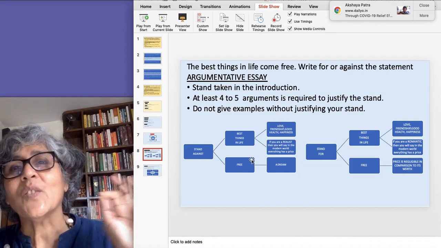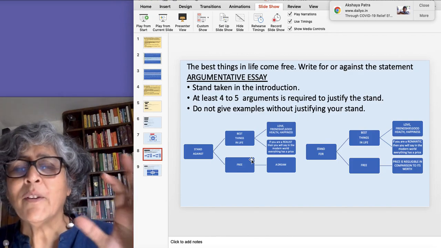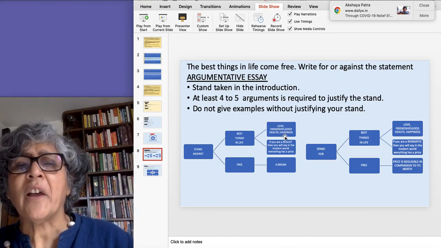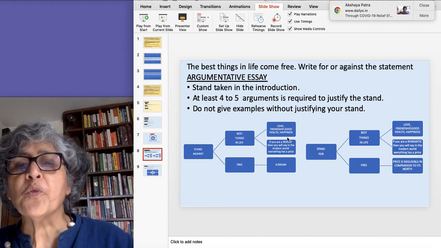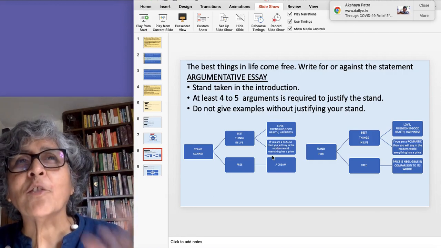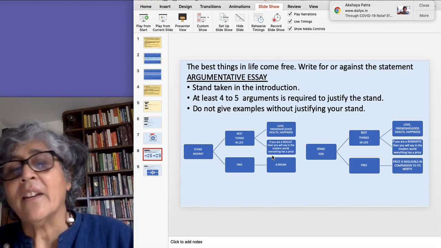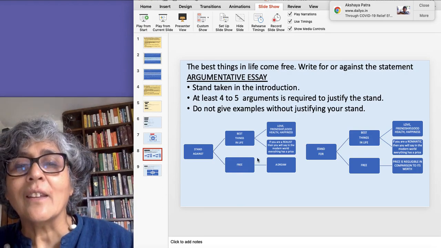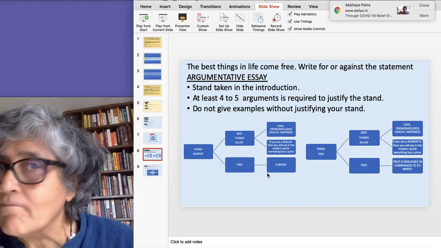Nothing in this life is free. And you can give two or three. You needn't take all of them. You can take three examples: friendship, good health, and happiness. And you can go on to prove that in this modern world, all these things have a price. And you can give an example to justify your stand. And you can conclude with a paragraph on why it is not free. Because if it has a price, freedom is a dream, right?